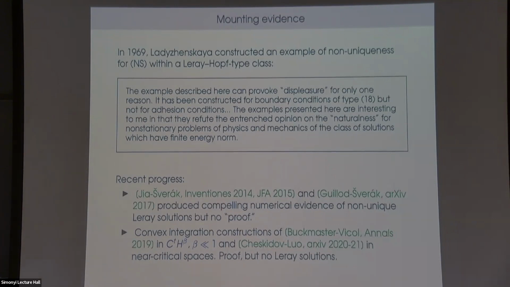So there are caveats. She writes, the example described here can provoke displeasure for only one reason. It has been constructed for boundary conditions of type 18, which are for the stream function, but not for adhesion conditions. The examples presented here are interesting to me in that they refute the entrenched opinion on the naturalness for non-stationary problems of physics and mechanics of the class of solutions which have finite energy norm.